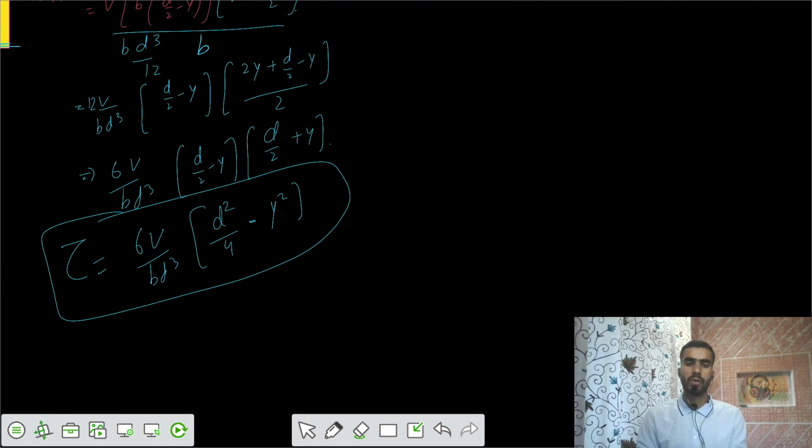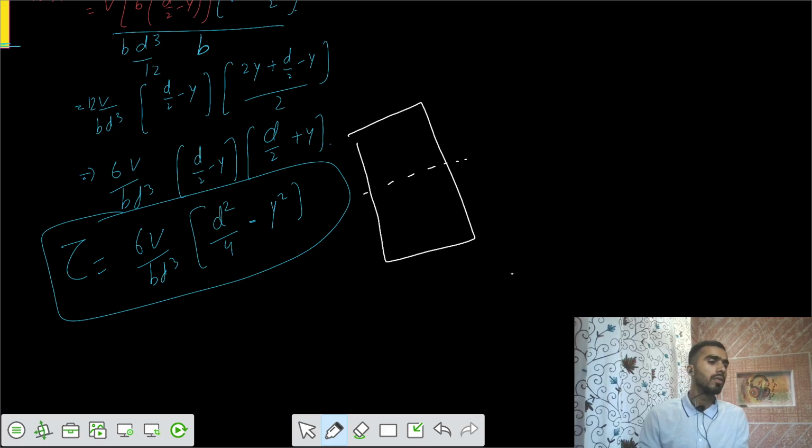where your value of y is from the neutral axis. So y is from the neutral axis, and maximum it can go up to d by 2. So we can take y from 0 to d by 2.